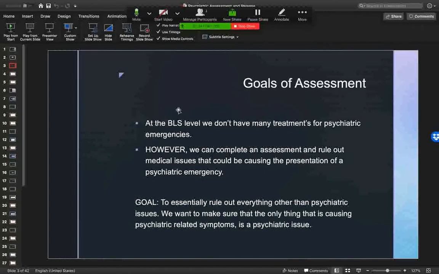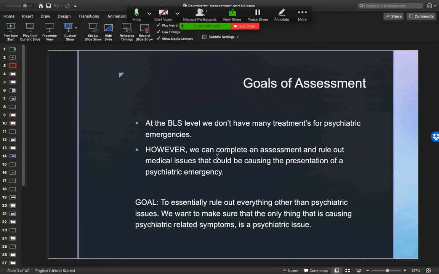Alrighty, so going to the goals of the assessment. Looking back at part one and the general approach, why do we want to focus on the psychiatric assessment? At the BLS level, we don't really have many treatments for psychiatric emergencies. A lot of times ALS treatment is going to be medication, and obviously we don't have that medication. But what we can do is complete a good assessment and rule out any major medical issues that could be causing or masking as a psychiatric emergency.